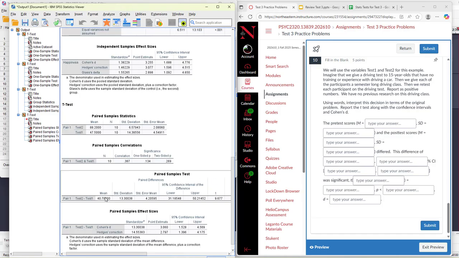The mean difference between test 2 and test 1 is about 40 points. If you had test 1 first, it would be negative 40 points. And could you just switch that in your mind? Yes, you could, but I don't know. I kind of like seeing it like that.